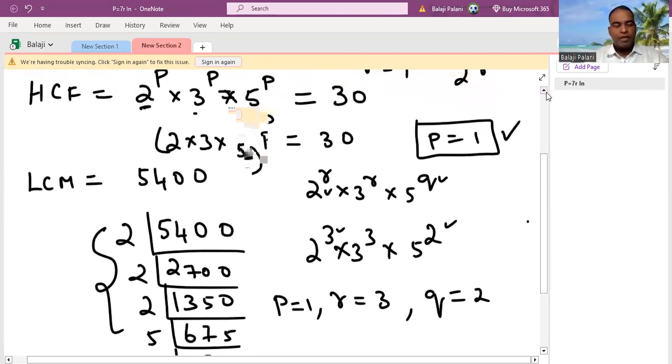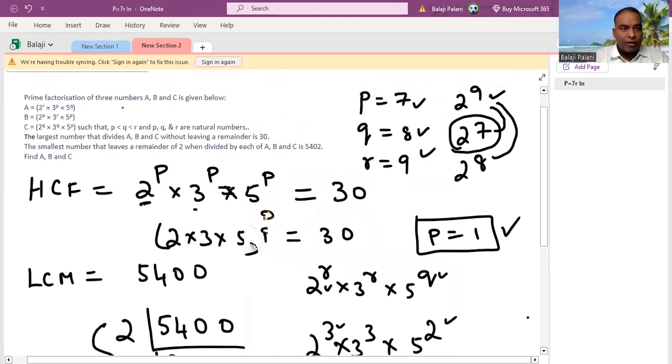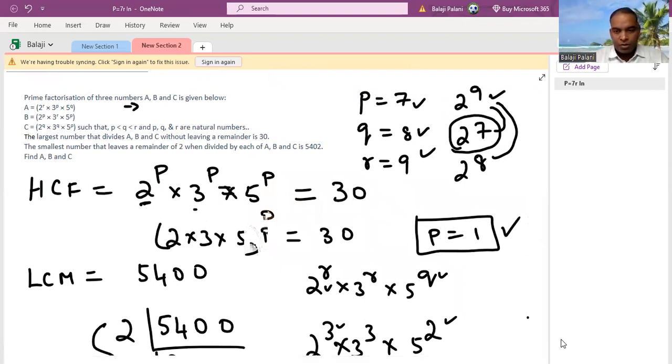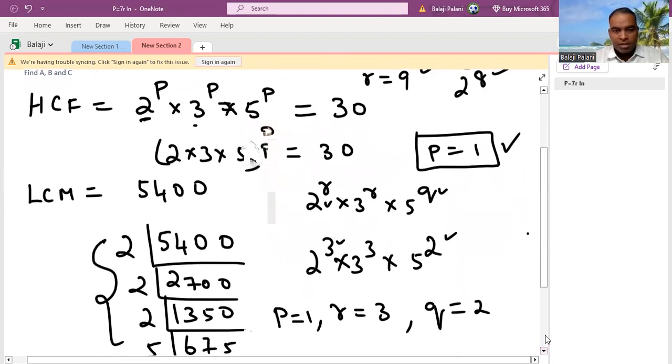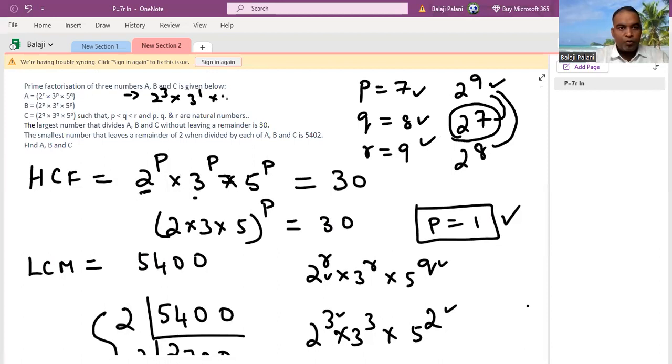Now it's not going to be a difficult task to find out what A, B, and C are, right? So we will quickly find out. A is 2 power R. R is 3, okay, 1, 2, 3. So it is 2 cubed into 3 power 1 into 5 power 2. I'm just working out A; you can work out B and C on your own. So this is 8 into 25, 200, into 3, 600 is A. Similarly, you can find out B and C.